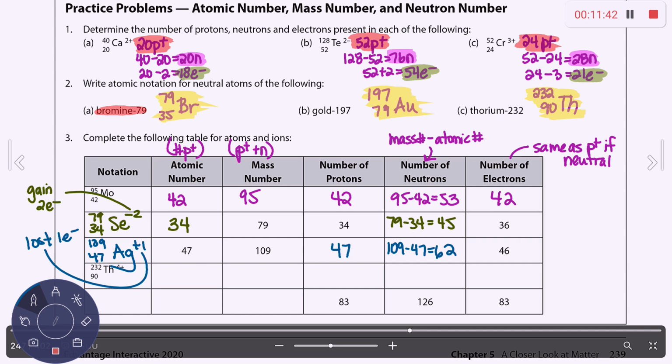I have one last topic to talk about. Okay, so when you're ready, turn the page. We're going to go to mass spectrometry. You're going to need a calculator eventually.